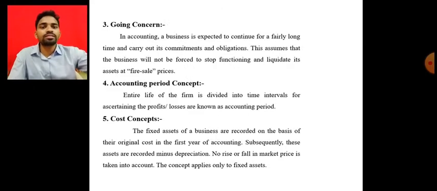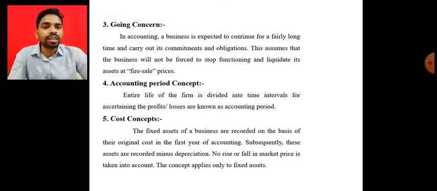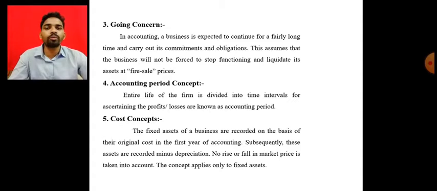The next is the going concern concept. What is the going concern concept? In accounting, a business is expected to continue for a fairly long time and carry out its commitments and obligations. This assumes that the business will not be forced to stop functioning and liquidate its assets at fire sale prices. Liquidate means to wind up, close or stop the business.